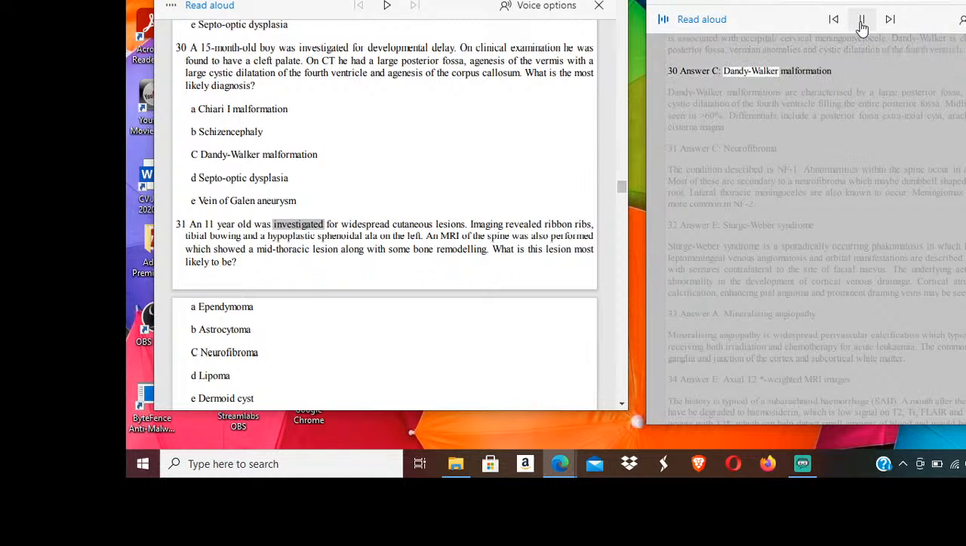30. Answer C. Dandy-Walker malformation. Dandy-Walker malformations are characterized by a large posterior fossa, vermian anomalies, and cystic dilatation of the fourth ventricle filling the entire posterior fossa. Midline CNS anomalies are seen in 60%. Differentials include a posterior fossa extraaxial cyst, arachnoid cyst, and a megacisterna magna.